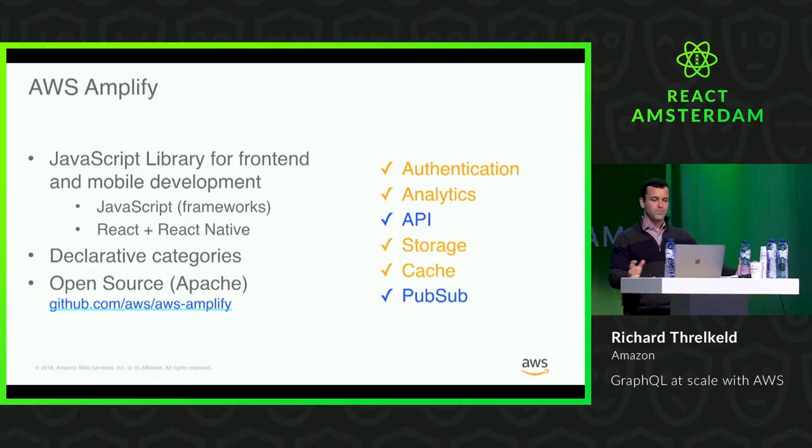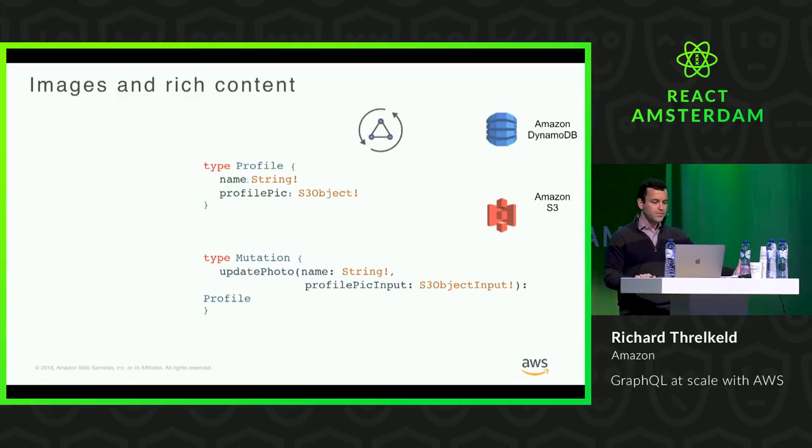The API category, up until today, you could probably guess what I'm going to talk about, just did REST APIs. I've got some announcements that I'll talk about at the end of this presentation to talk about how we expanded that as well. So, images and rich content.